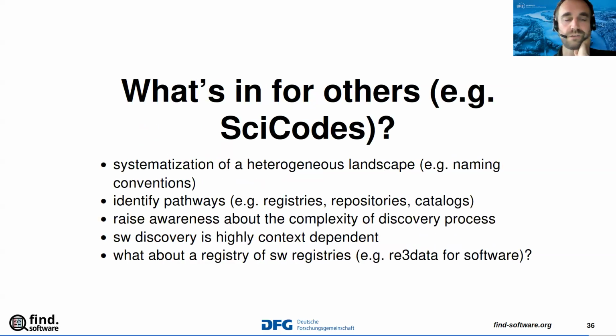Right. So now the presentation comes to an end. So what's in it for others, and especially for this group here, for PsyCodes? What we did, what we're still doing, is a systematization of a very heterogeneous landscape. For instance, when it comes to naming conventions, we had to realize that it's really diverse. Just imagine the term repository. It's just so riddled with misunderstandings.